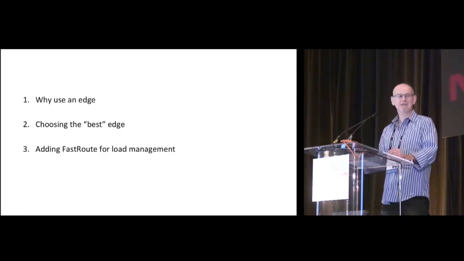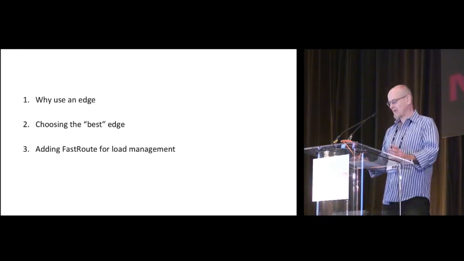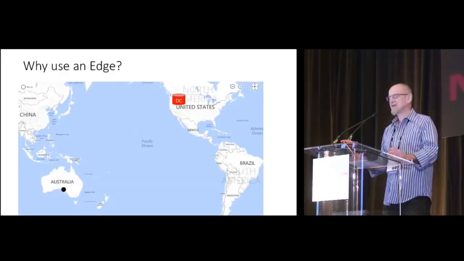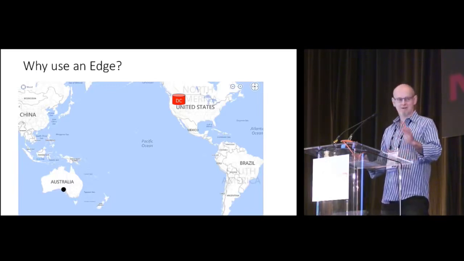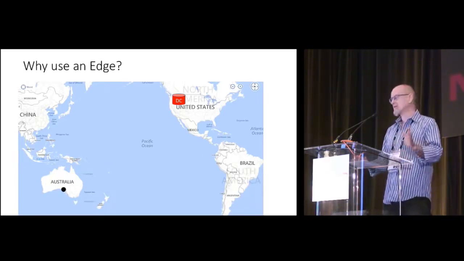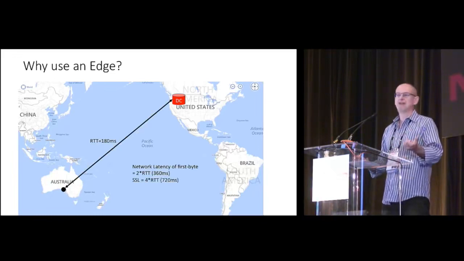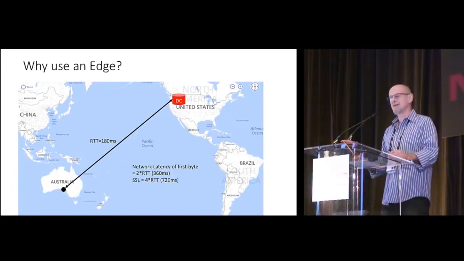So the talk's three parts: why use an edge, choosing the best one, and then what FastRoute adds on top of that. So why use an edge? As you can tell, this example was by my colleague Ashley, so it deals with a very important user in Australia. And we're assuming the service they're trying to connect to is hosted in the US. If you look at the round trip time from a user in Australia, either over our backbone or over the internet, it's about 180 milliseconds to get to the US.